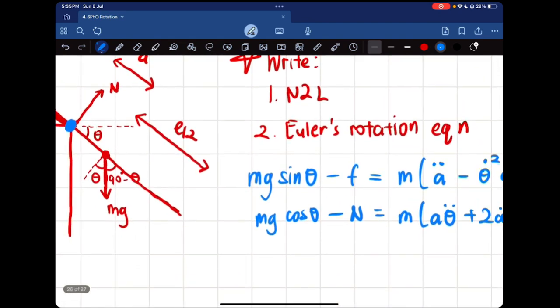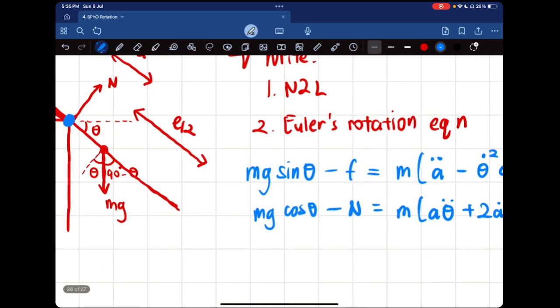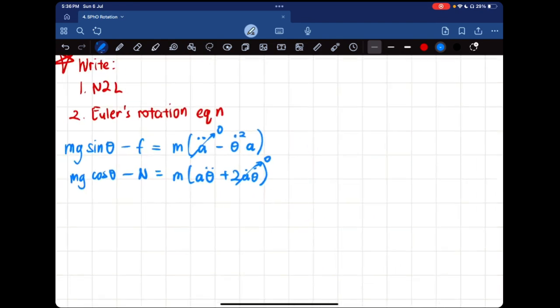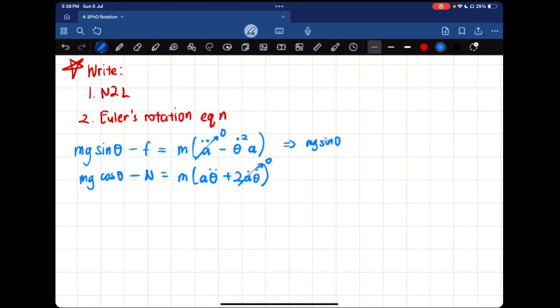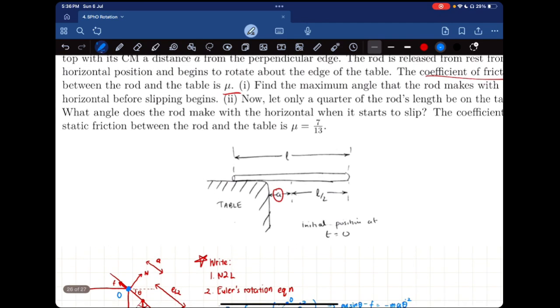Now, the signs are quite important here. For both the radial and tangential directions, it's easy to see that whatever increases a will be positive, and whatever increases theta will be positive. This can be simplified because a is constant, so these two terms will die out. So you just get mg sine theta minus f equals minus m a theta dot squared, and mg cosine theta minus N equals m a theta double dot. a is constant because slipping hasn't begun, so the rod is still moving like that.